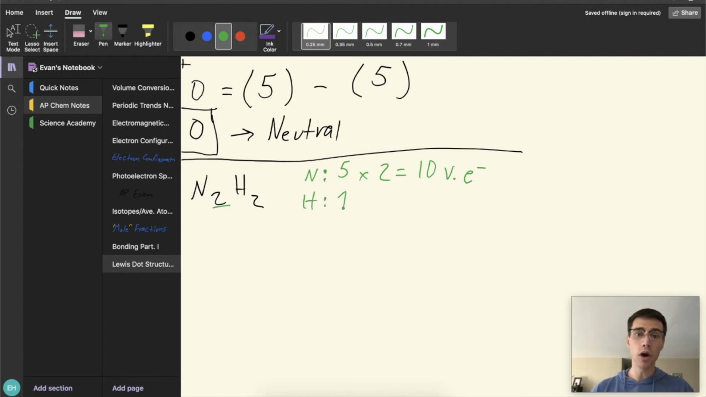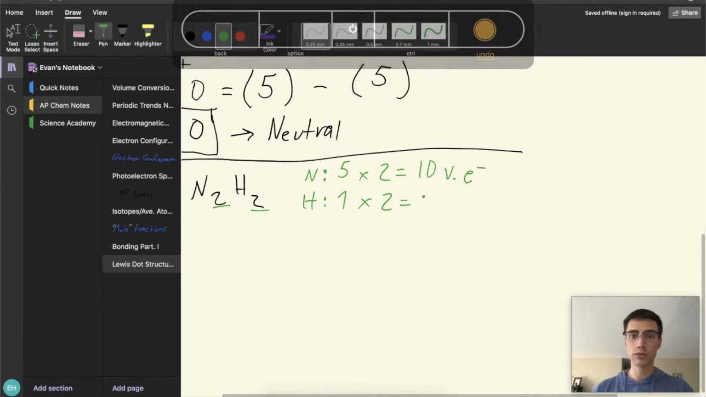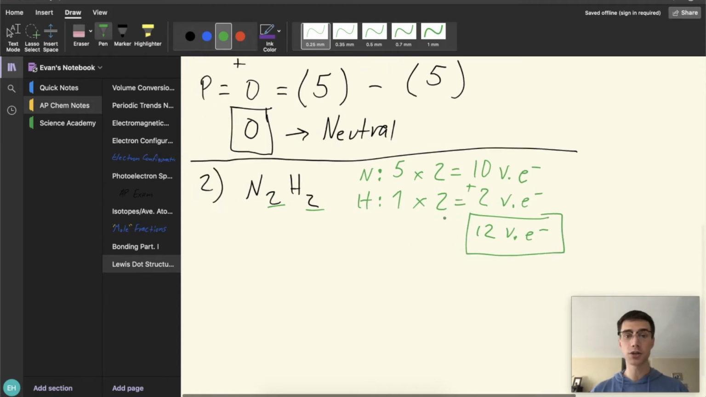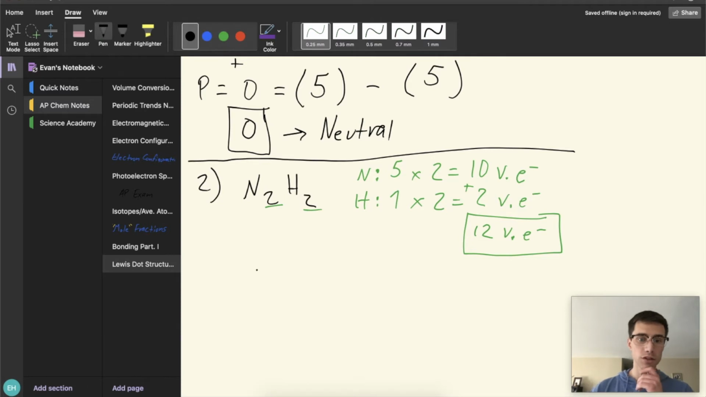Hydrogen has 1 valence electron. Again, there are 2 of them from this subscript. So we expect there to be 2 valence electrons from all of our hydrogen atoms. Now, if we add this up, we expect there to be a total of 12 valence electrons in our final Lewis dot structure. So let's go ahead and see if we can play around with this.